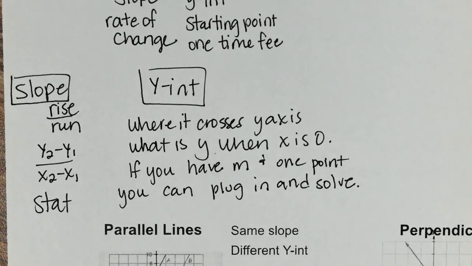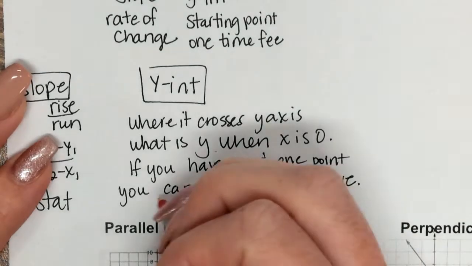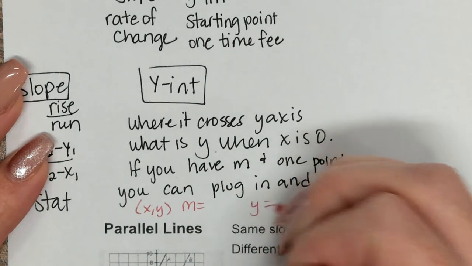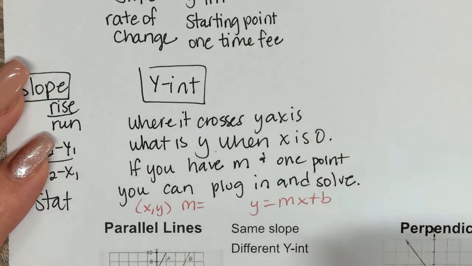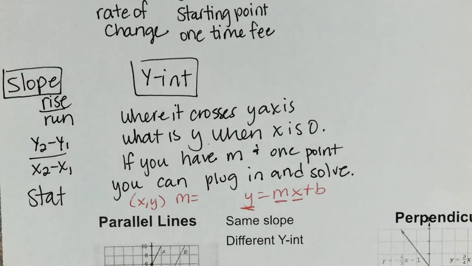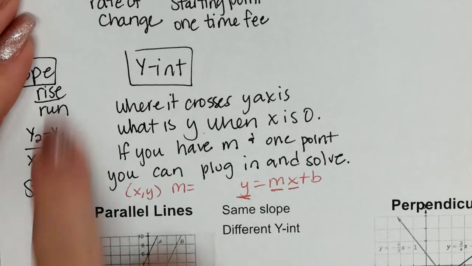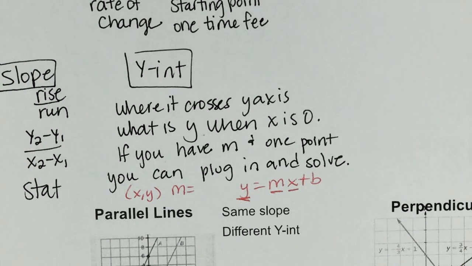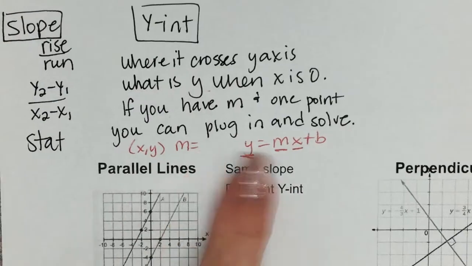So if y'all look, if I have 1 point, an x, a y, and an m, then I can plug into this formula, I can plug in the y, the m, the x, and I can solve for the b. Yes? We have to do that when we don't have 2 points. Because if I have 2 points, stat will always give me slope and y-intercept. But if they give me slope and 1 point, then this is the way.